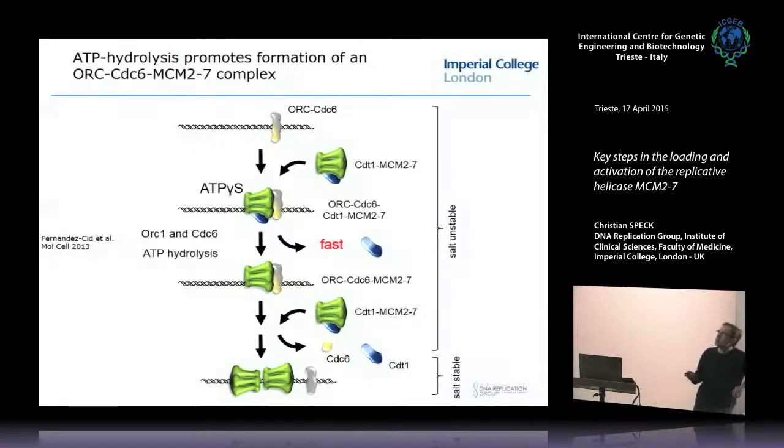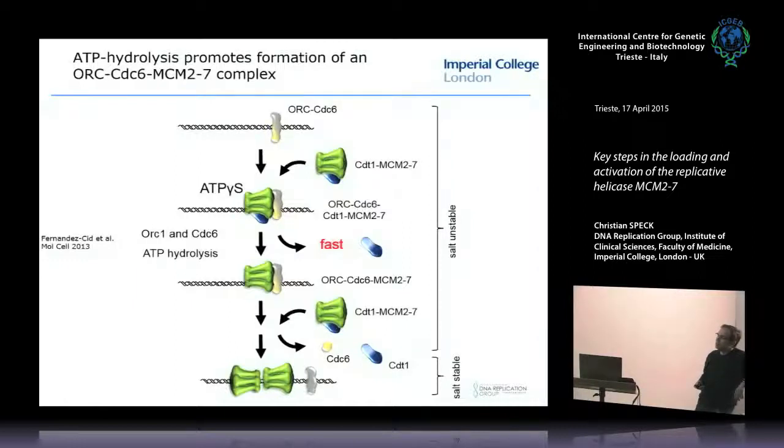So one reason is this ORC and CDC6 ATP hydrolysis reaction. You actually have two ATPases that are involved in the release of CDT1. And the reaction is probably so efficient because you have two proteins that are kind of motoring, changing the structure of ORC CDC6 to produce this complex.